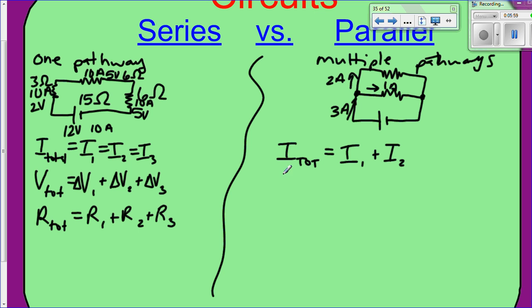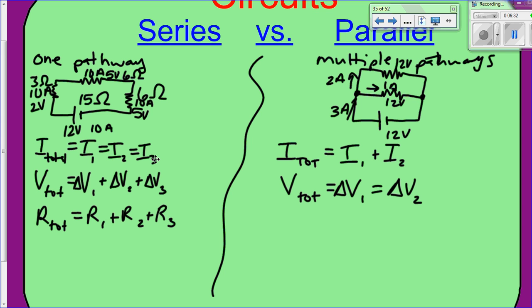On the other hand, though, the total voltage is equal to the voltage drop at resistor 1, which is equal to the voltage drop at resistor 2. So for example, let's say this was connected to a 12-volt battery. That means that the voltage here is 12 volts. And that means the voltage here is 12 volts. So we see in parallel, it's the voltage that's the same throughout, whereas in series, it was the current that was the same throughout.